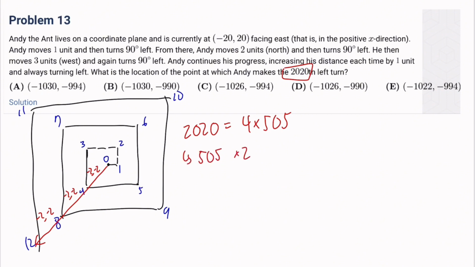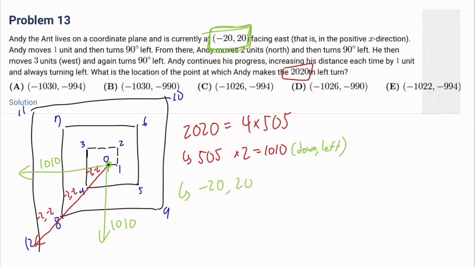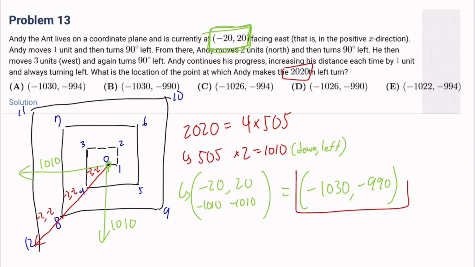505 times 2 equals 1010, right? So what this means is that from this point it will go 1010 down and 1010 left. But we started at (-20, 20), so we have to add this to (-20, 20), and these are going in the negative values, so -1010, -1010. So this will be equal to (-1030, -990). So this will be the answer.